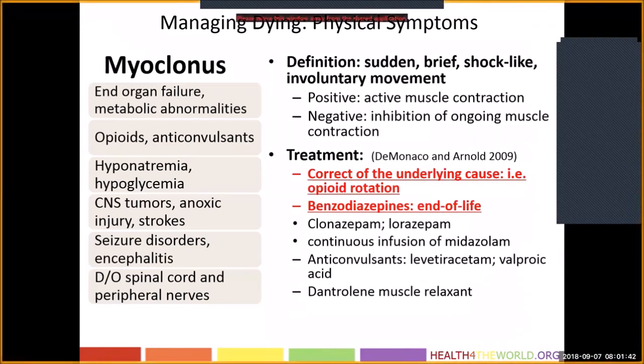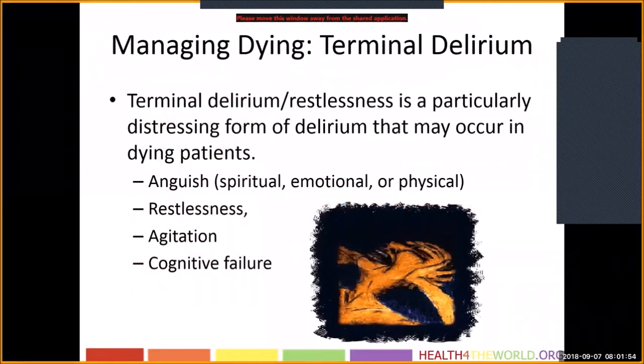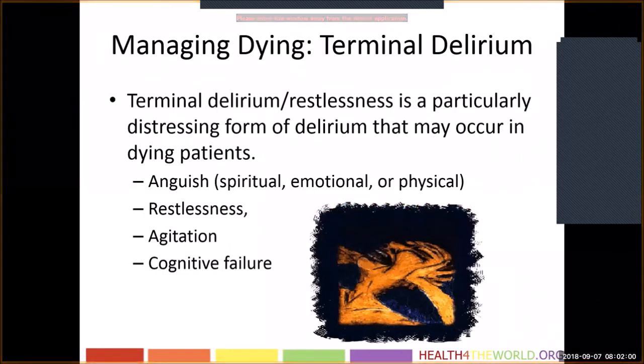It's important to educate the family about myoclonus, but you want to stop the myoclonus because, again, it's very difficult for them not to feel like it's a seizure or uncomfortable, even though it's not. But education really helps. One of the worst things that can happen at the end of life is terminal delirium. Terminal delirium and restlessness is a particularly distressing form of delirium that occurs in a dying patient. It's absolutely horrible. So it's different than the normal confusion and delirium you read about.